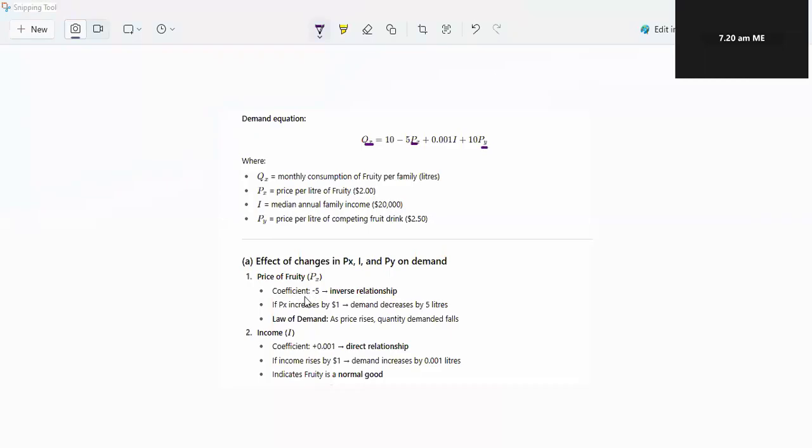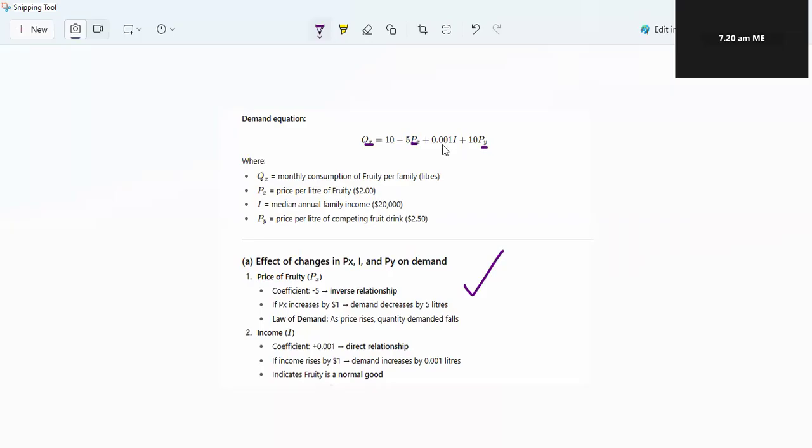So here the coefficient of fruit is showing what? -5 here, which is an inverse relationship, normally for demand. So it means that if the price of good X increases by $1, the demand will decrease by 5 liters. That's what it means. It applies the law of demand. As price increases, quantity falls. Is that okay? So we're interpreting this.